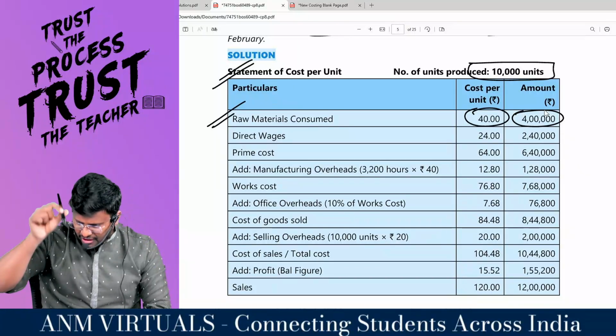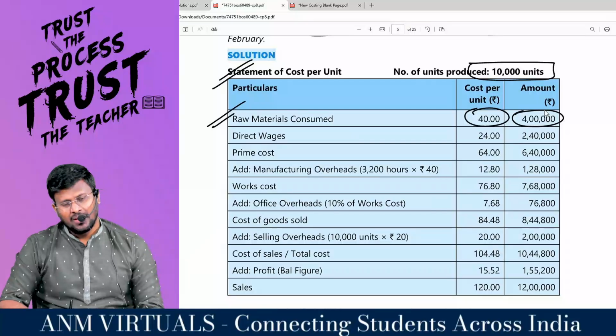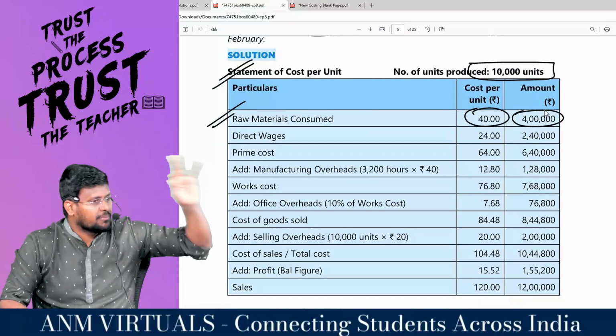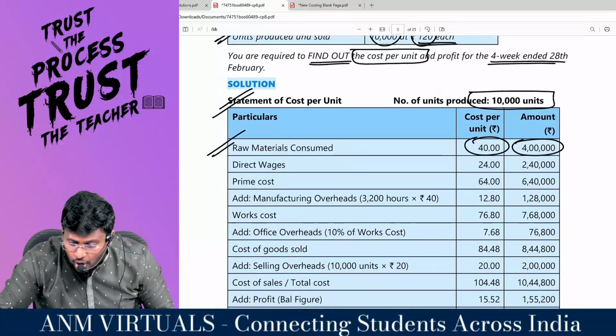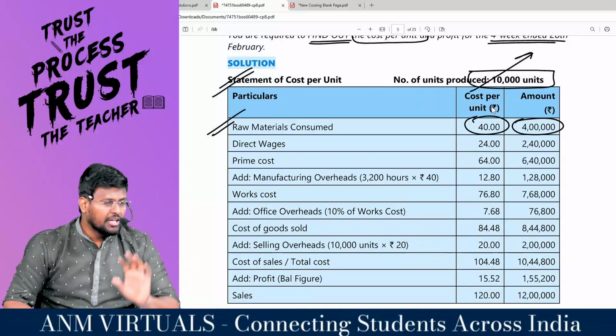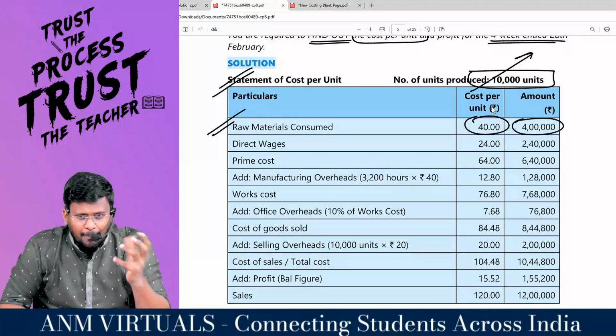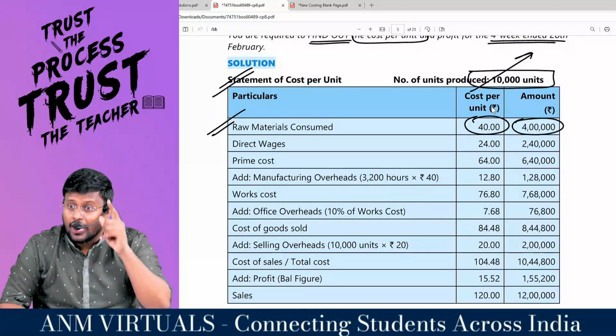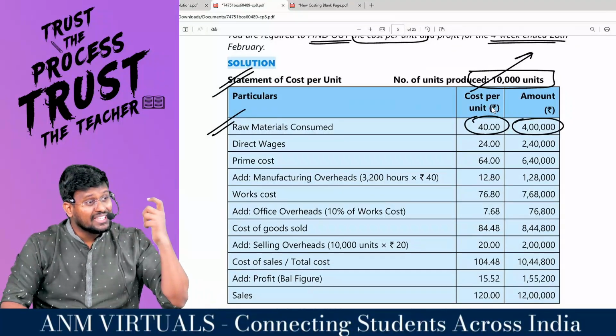Sir, you take the first pen, the material cost will be 40. You take the 10,000th pen, that material consumed will be 40. That's the meaning of cost per unit. But if you take a villa, if you take an apartment, it won't be 40 per unit for every unit. Are you understanding, sir?